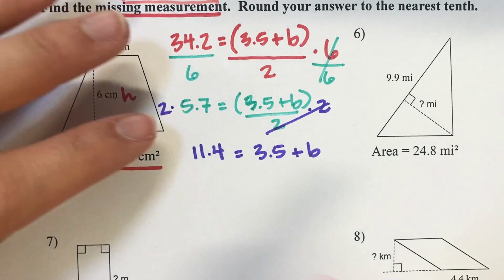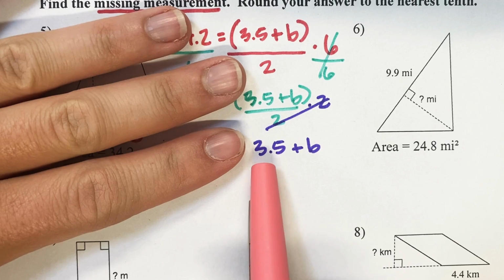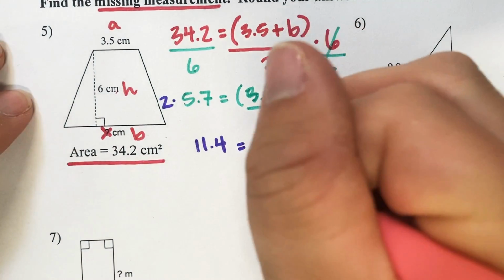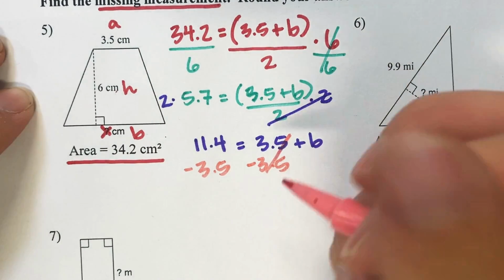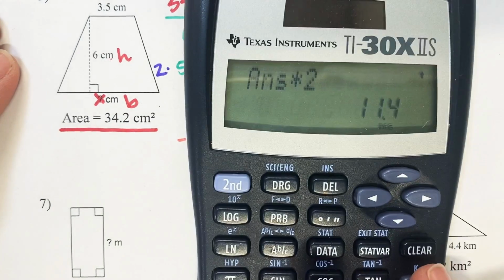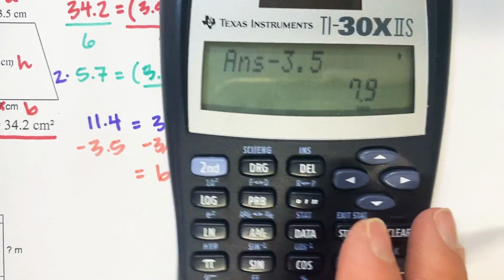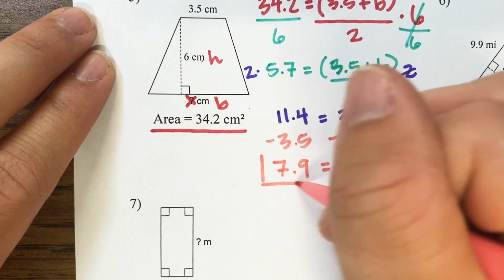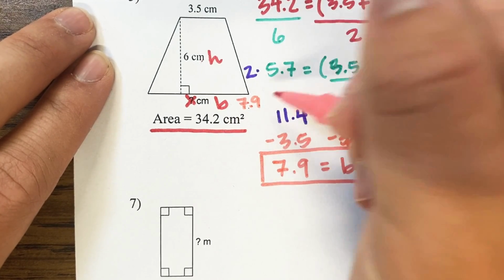Okay, now what's my very last step? What do I have to get rid of with the same side as b? It's this plus 3.5. Well, what's the opposite of plus 3.5? We're going to subtract 3.5 from 11.4, and that's going to give us our b all by itself. So what is our answer? What is 11.4 minus 3.5? That's going to give us 7.9. And we found our missing measurement. We know that b is 7.9.